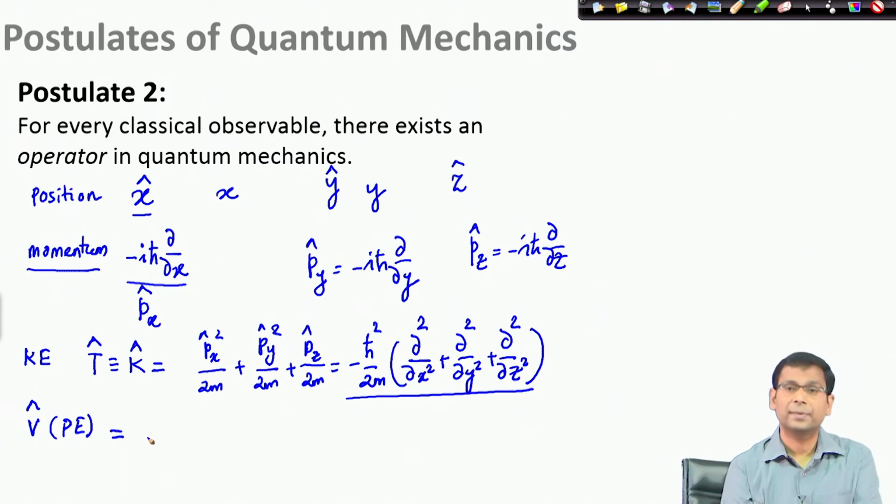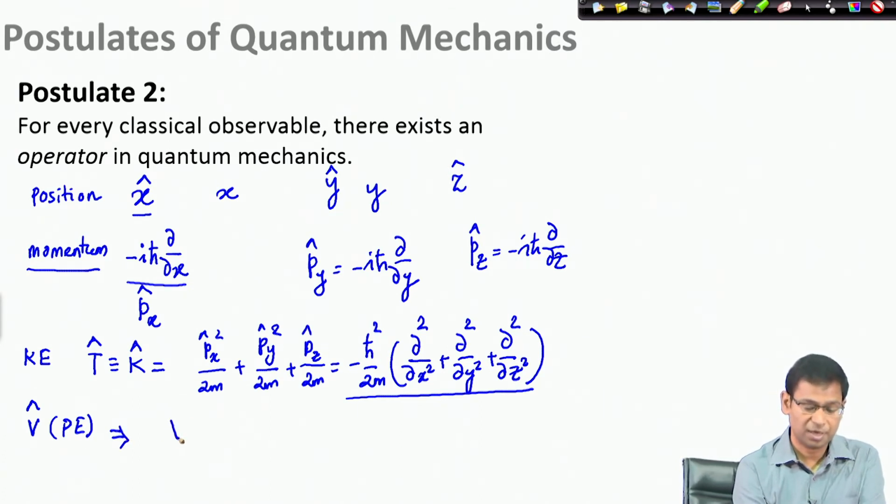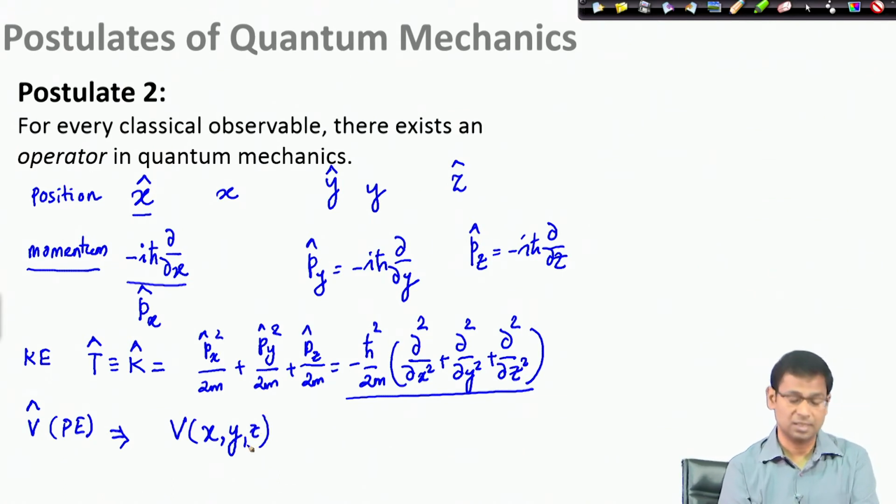the action of this potential energy operator is often multiplication by V, which often depends on the coordinates x, y, z. So, the action of the potential energy operator is simply to multiply the potential energy with the function that is coming. So, now we have discussed the position operator, the momentum operator, the kinetic energy operator, and the potential energy operator.